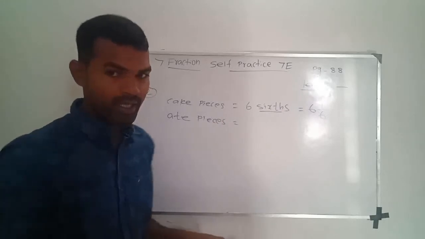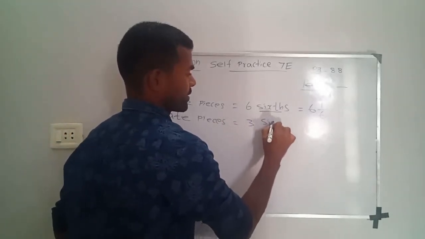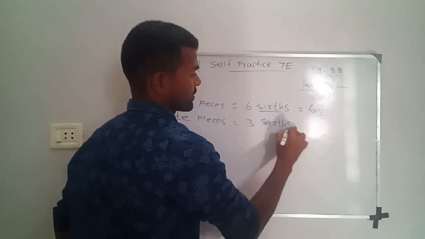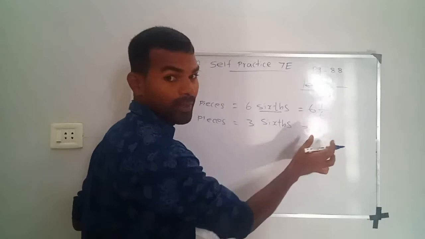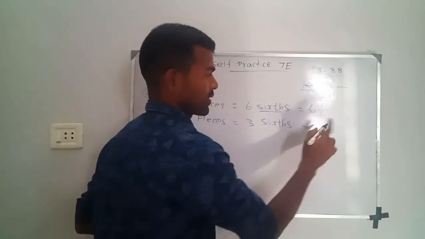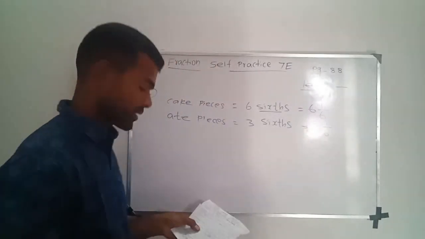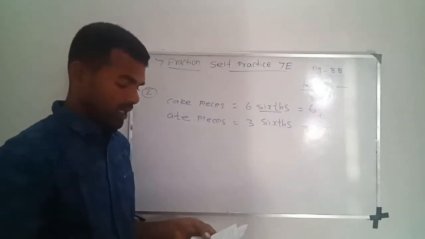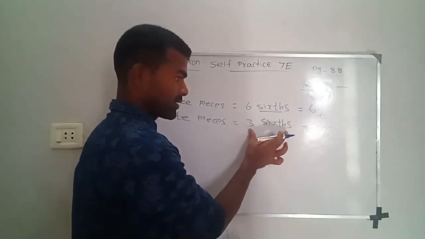How many pieces are they eating? 3/6. Write this also as a number. Yes, so 3 sixths means 3 by 6. Now, how many sixths were left after eating the 3/6?